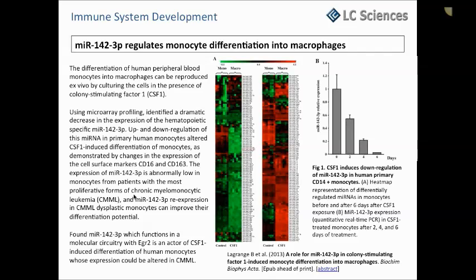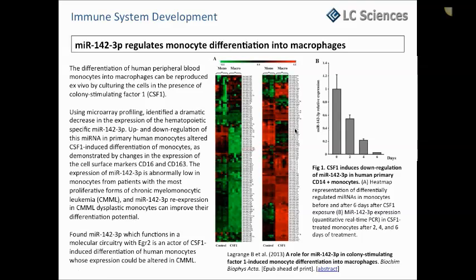In this case, microRNA arrays were used, and basically you see here in table B that once you add CSF1, the expression of microRNA 142-3P in human primary CD14 plus monocytes dramatically drops over the period of a week.